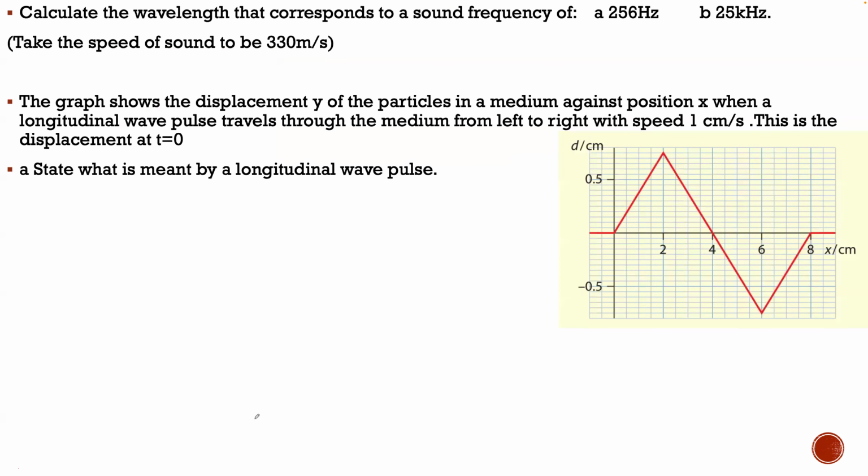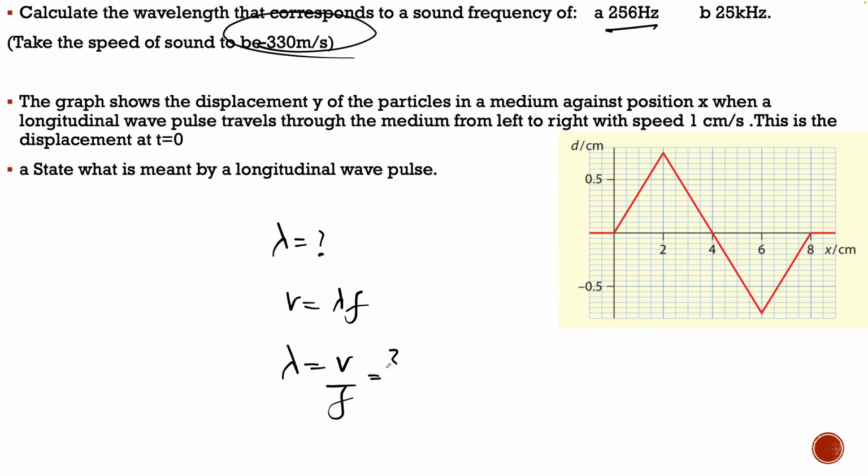That's it. Next question. Calculate the wavelength of the wave that corresponds to the frequency of this. I'll just solve the first one. So wavelength can be calculated by using the formula v equals lambda times f. So lambda can be written as v over f. What is the v given? Speed of sound, 330 meters per second. f is given as 256 hertz. Simplifying this will give you the answer. Next.